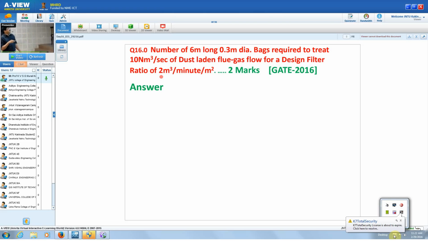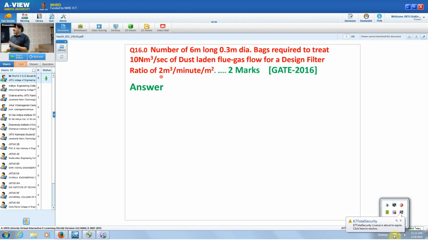Just observe units. Meter cube per minute per meter square, what is the unit? Meter cube per minute per meter square or meter cube per meter square per minute, both are the same. So it is meter per minute. That means you should convert to meter per second. And this is meter cube per second. You divide, you will get meter square.